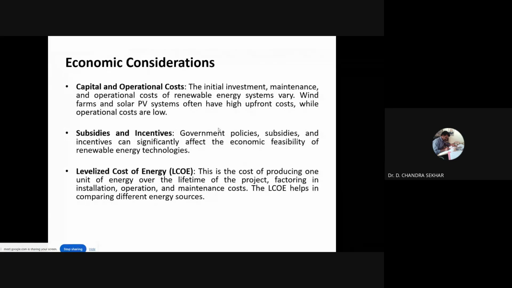And levelized cost of energy. This is the cost of producing one unit of energy over the lifetime of the project, factoring in installation, operation, and maintenance costs. This levelized cost of energy helps in different energy scenarios.